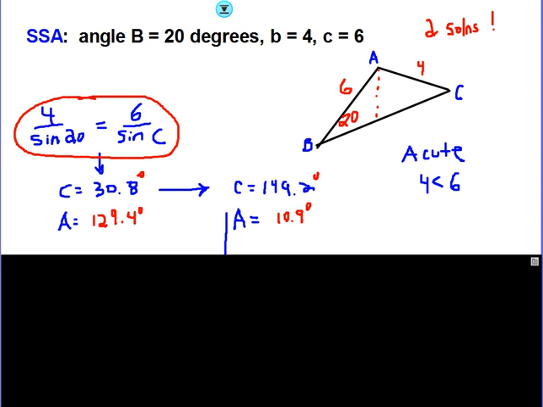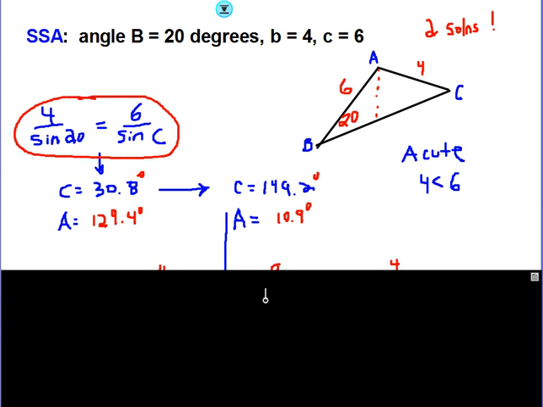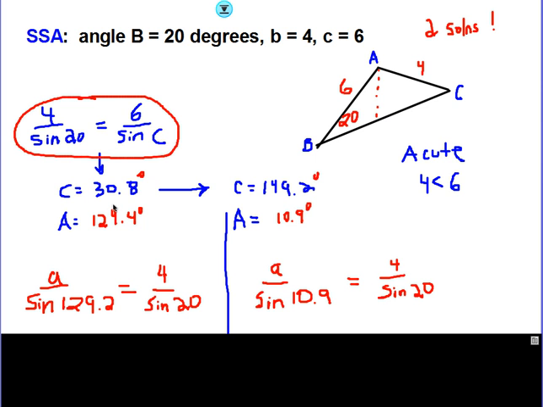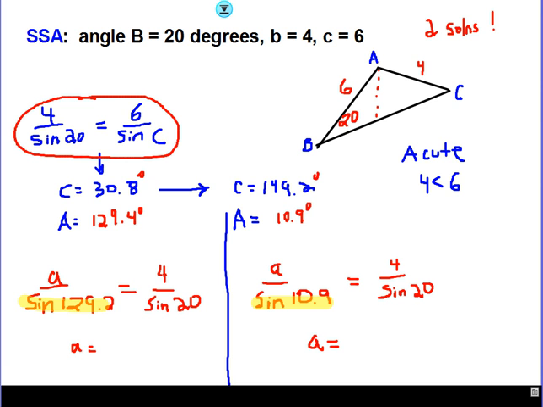So we keep going down. Remember, in both of these cases, angle B is 20. So now you can just continue with your law of sines. Okay, so now we're solving for side A. So side A over the sine of 129.4 is equal to 4 over the sine of 20. The only thing we're doing differently is our angle A is going to be different. Here we're going to use sine of 10.9 in our law of sines.